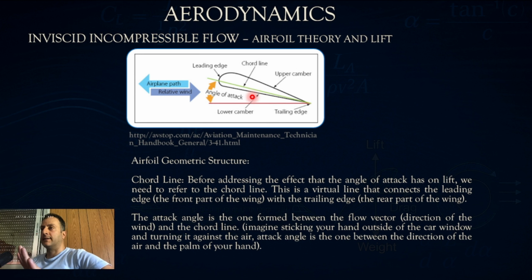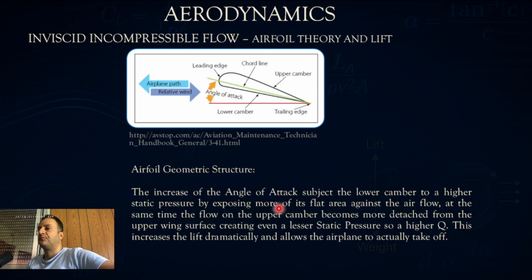And what happens is, you see the shape of the wing alone cannot increase the pressure in a way to lift up a very heavy airplane. But when you increase the angle of attack, you're increasing the static pressure, which helps the airplane to lift off, okay? And by the way, this also increases the dynamic pressure above the wing in reverse. So the increase of the angle of attack subjects the lower camber to a higher static pressure by exposing more of its flat area against the airflow.